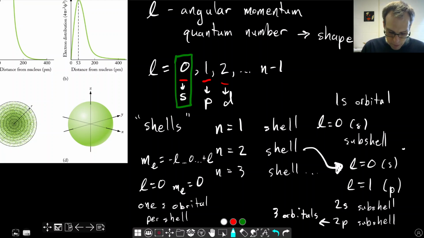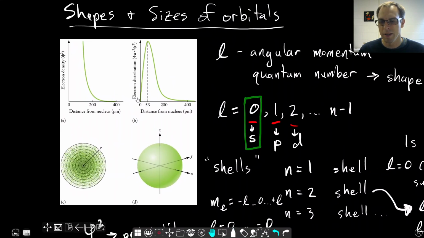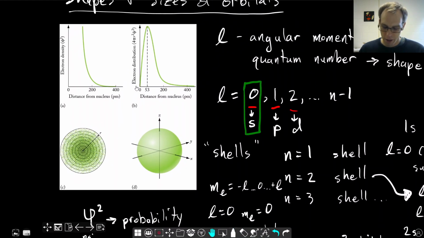So if you remember, we have these mathematical solutions to this Schrodinger equation, this psi, this wave function. And what we usually look at is, again, the square of this wave function tells us about probability. And specifically for the s orbitals, they look like this. And these are a few different ways of representing our s orbitals here.